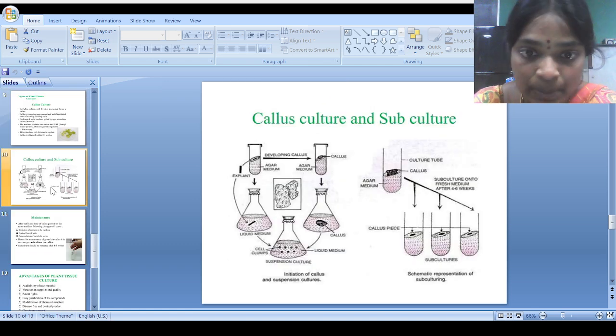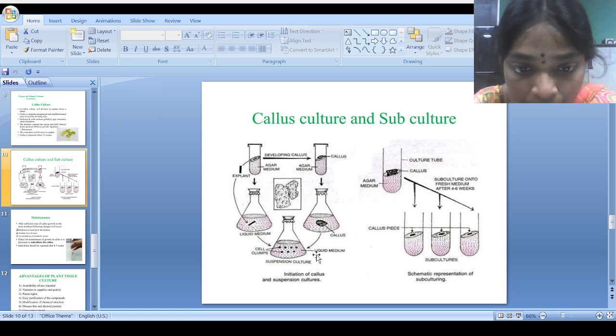If I talk about the suspension cultures, yes, these are the suspension cultures. They are liquid cultures, in liquid medium, right? These are called suspension cultures.